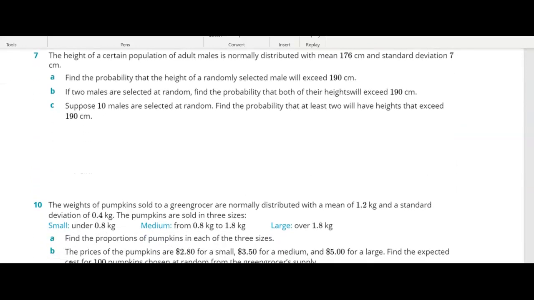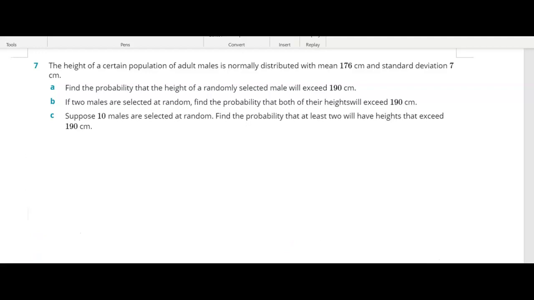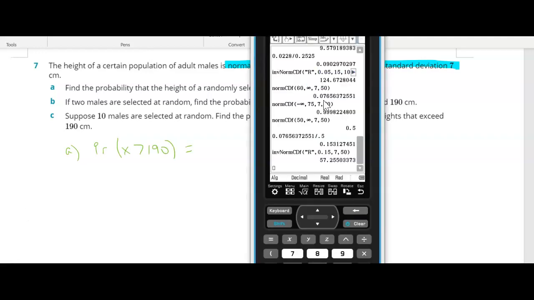All right, moving on to question 3. The height of a certain population of adult males is normally distributed with a mean of 176 and a standard deviation of 7. So question A, find the probability that the height of a randomly selected male will exceed 190. Okay, so A, the probability that X is exceeding, so greater than 190. All right, so we just do that on the calculator.